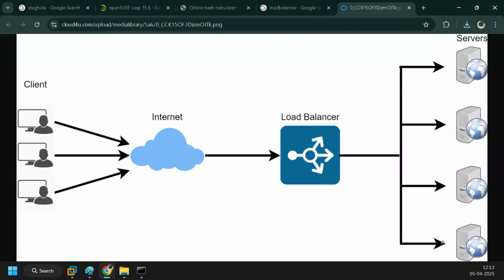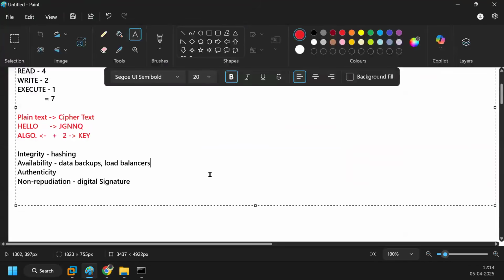Later in our upcoming session, we will talk in depth about the load balancer, how it works, and what different types of algorithms are present for load balancers. All these things are what we use for ensuring availability.